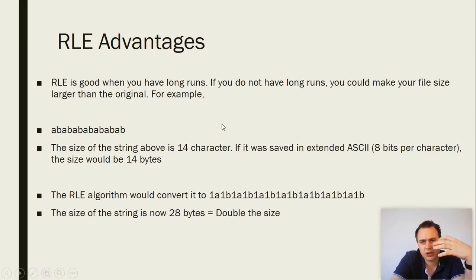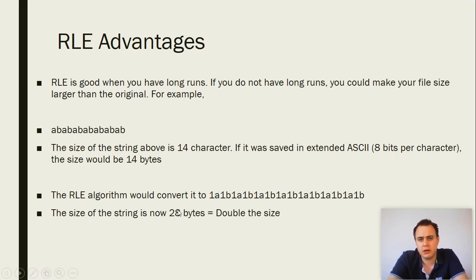RLE is good when you have long runs. If you do not have long runs, you could make your file size larger than the original. So for example here, there are no runs of data. It's just AB, AB, AB, AB, AB, and so on. Now the size of this string is 14 characters. If it's saved in extended ASCII, which is 8 bits per character, the size would be 14 bytes.